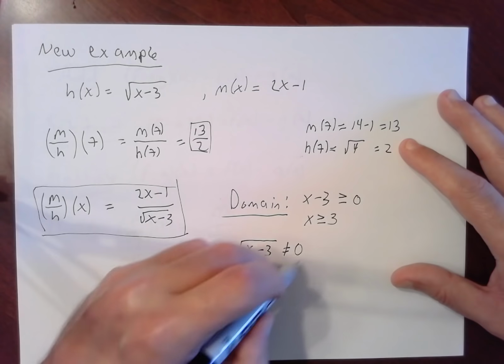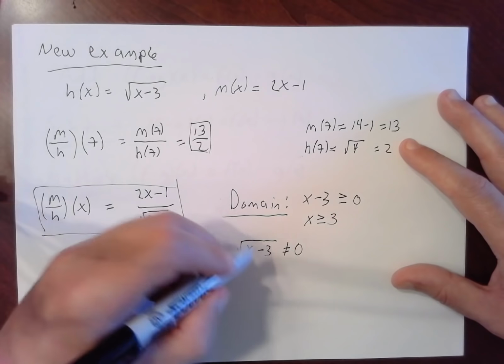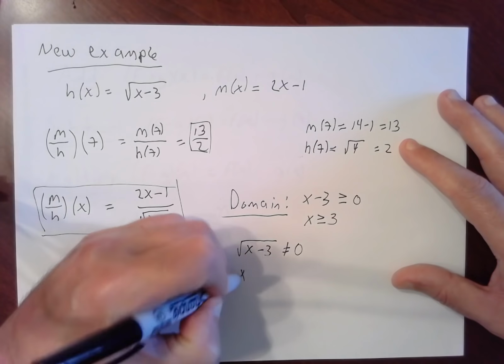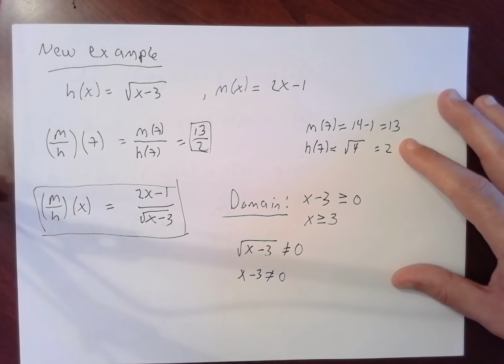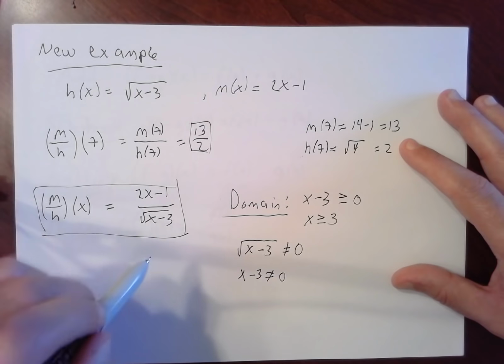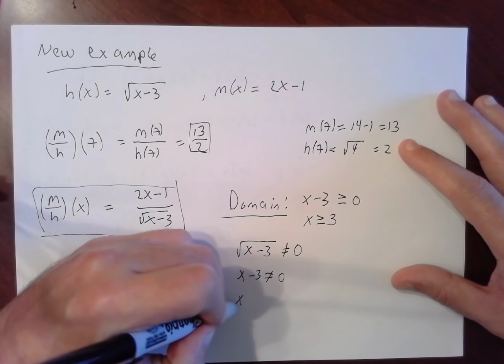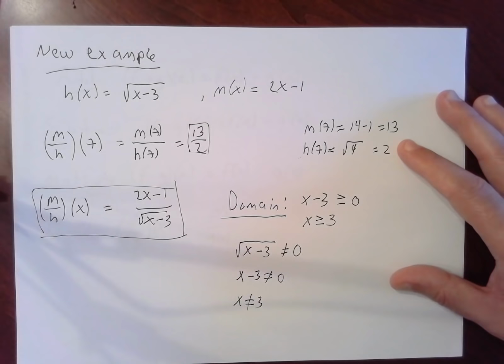Well, where does this equal 0? Well, square root of 0 is 0. So x minus 3 is not allowed to be 0. We're not allowed to have 0 underneath the radical because it's in the bottom. So x cannot equal 3.